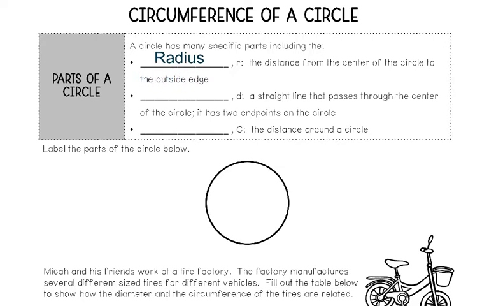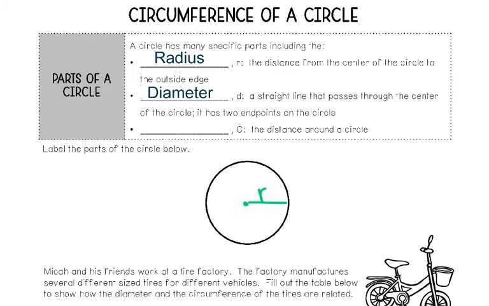One of them is the radius, and the radius is the distance from the center to the outside edge. So if I put a dot in the center of this circle, that's my center, and if I draw a line from any point on that center to an outside edge, any one of these lines is the radius. So the radius is always going to be half of the circle. If you notice, I put a little r here because there is a little r for radius. The distance from the center of the circle to the outside edge is the radius.